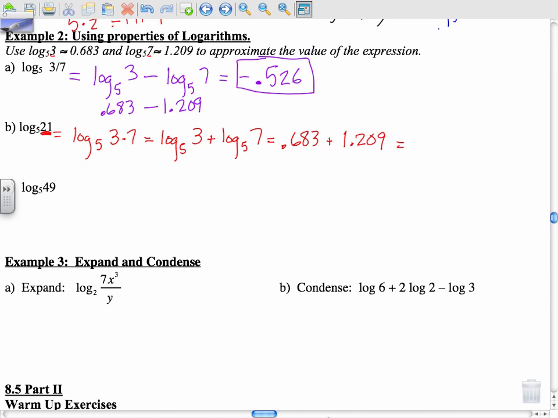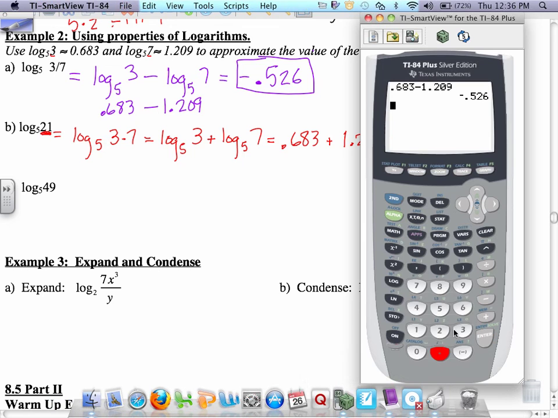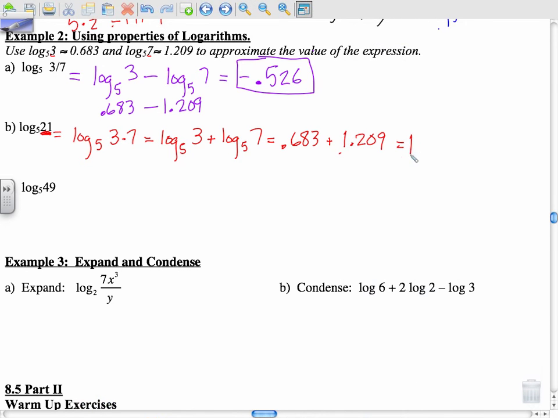I'm going to use these same decimal points that it gave me up here. I'm going to go 0.683 plus 1.209. Grab a calculator. We'll go 0.683 plus 1.209, and we get 1.892.